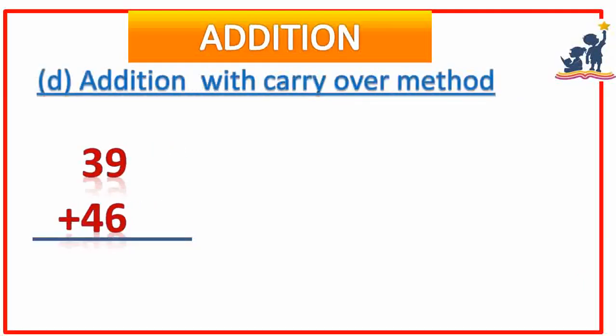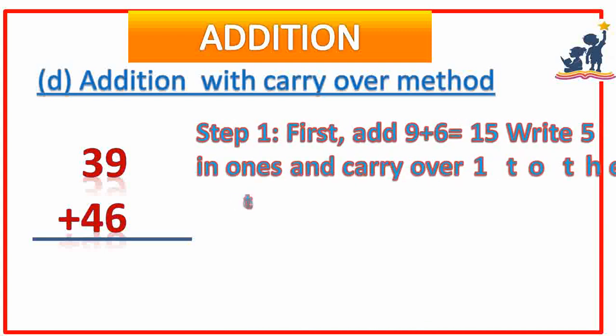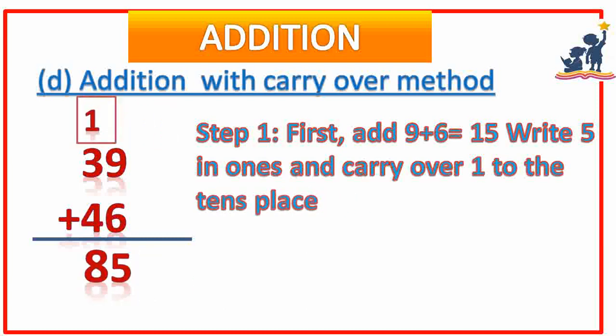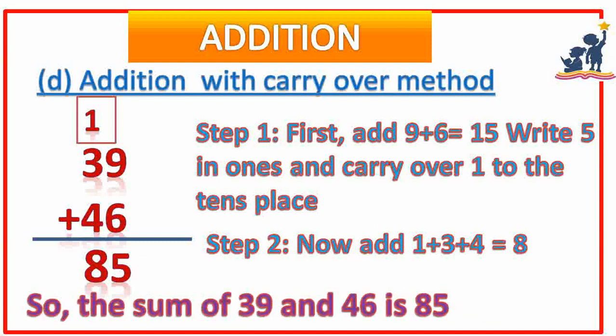D, addition with carryover method. 39 plus 46 is 85. So in the first step, add 9 plus 6 is equal to 15. Write 5 in ones and carry over 1 to the tens place. In the second step, now add 1 plus 3 plus 4. Answer becomes 8. So, the sum of 39 and 46 is 85.